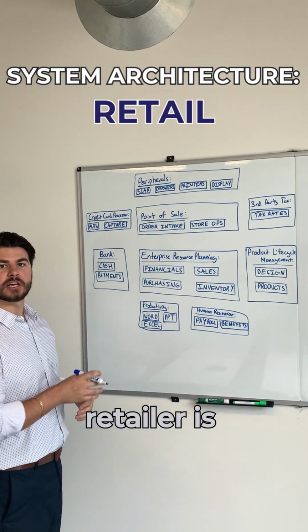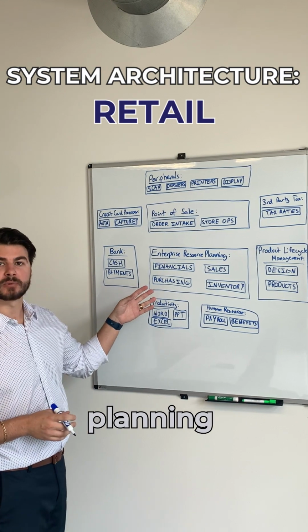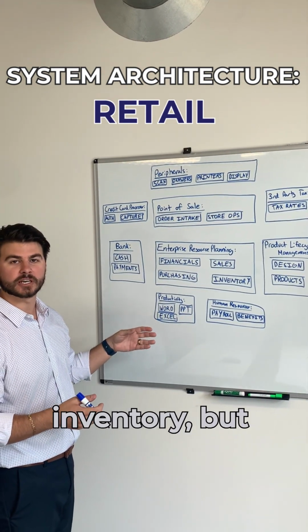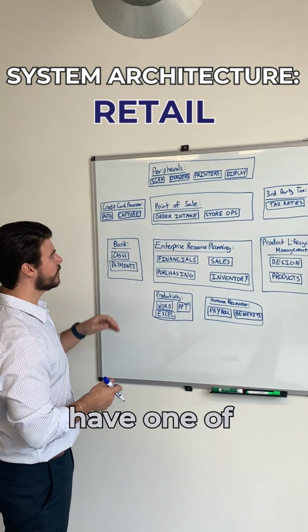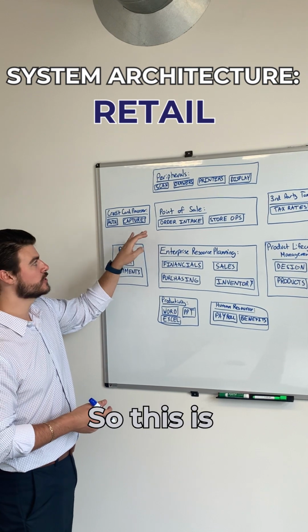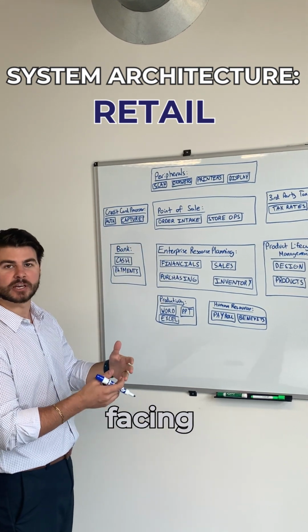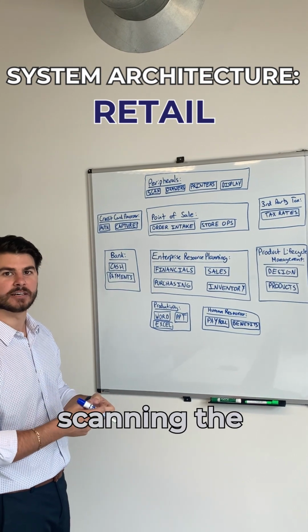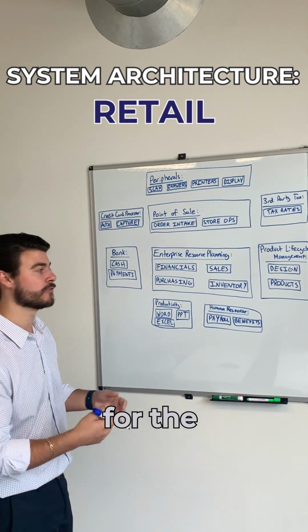So, a typical retailer is going to have an enterprise resource planning solution that's going to be running all their financials, sales, purchasing, and inventory. But then they're also going to have one of their main applications, which is the point of sale. So this is going to be that customer-facing application in the retail store where you're taking all of the orders, scanning the items, and having customers ultimately pay for the products.